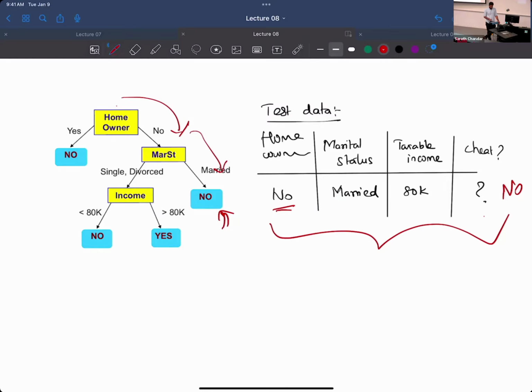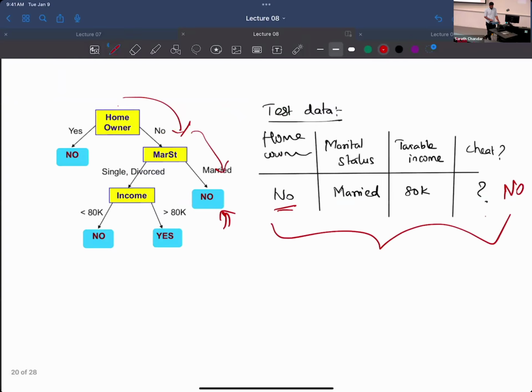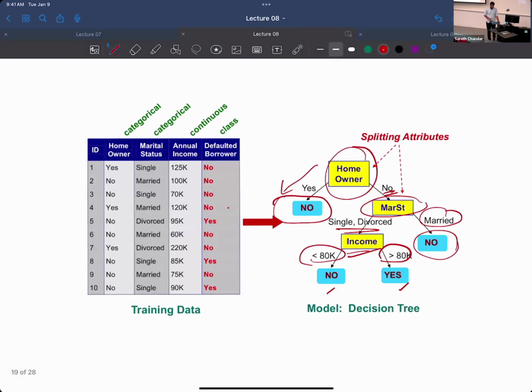Okay, now here is the interesting part, right? How do I come up with a tree like this from the data that we have? Any thoughts? How can I construct a decision tree from the training data? Yeah.